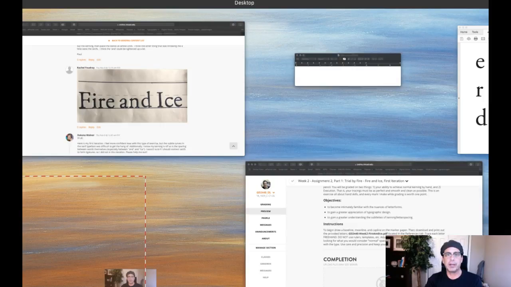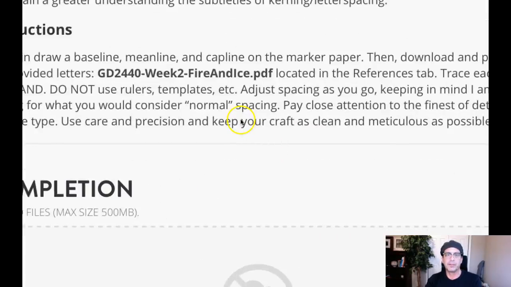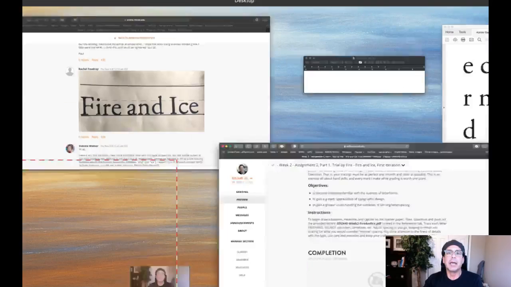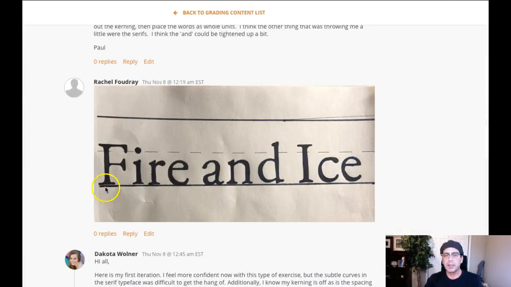So you'll definitely want to draw, and we can see that that is part of the assignment, to begin by drawing a baseline, mean line, and cap line. And again, same thing as last week. That doesn't make a lot of sense because you can't draw the mean line until you place a lowercase letter, right? So what I would recommend is this: lay your baseline, place your uppercase F, okay, then go ahead and lay your cap line. All right, make sure those are perfectly parallel, and then place a couple lowercase letters, and then you can place your mean line just to establish consistency throughout the rest of the words.